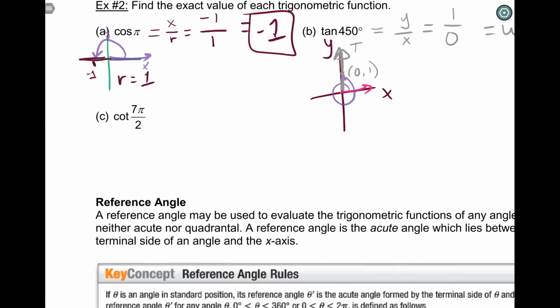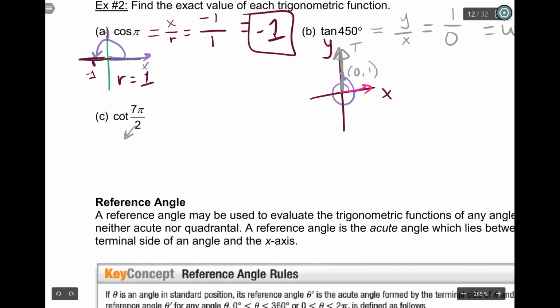Lastly, we have cotangent of 7 pi over 2. So I'm just going to quickly write that as an improper fraction. So 7 over 2 pi is equal to 3.5 pi. X, y, here's my initial, and then let's see, so I'm going to go around, here's 2 pi, 3 pi, because, ready, here's 1, 2, 3 pi and a half. So I end up right here.